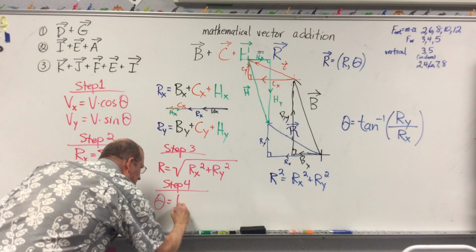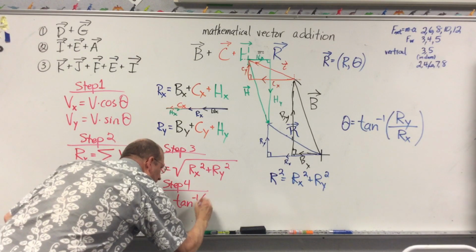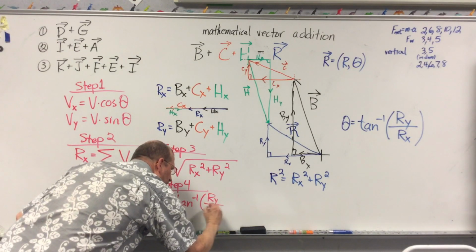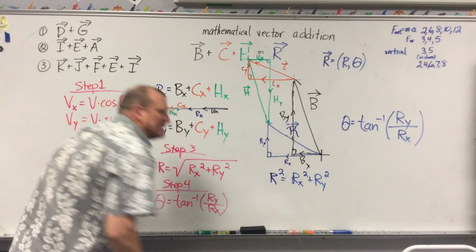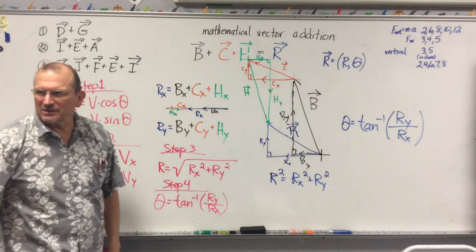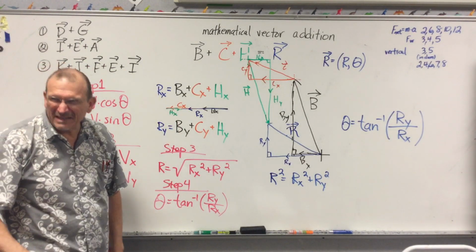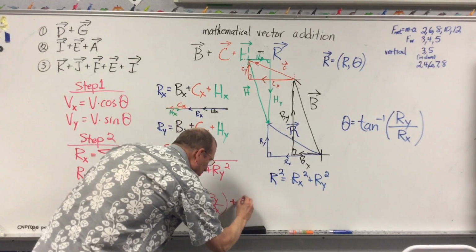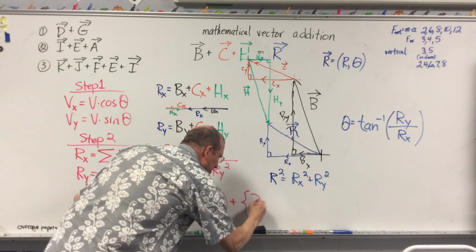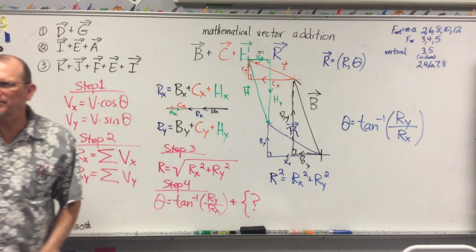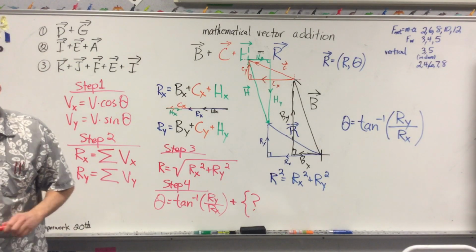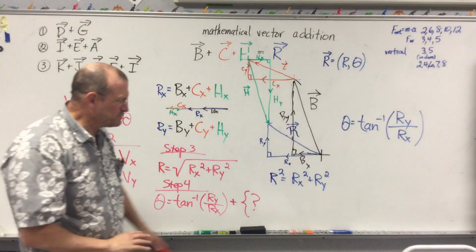Theta equals arctangent Ry over Rx. This is where we're going to have a quick little discussion because we're not completely done there. Plus, and this is what you're going to have to remind me to talk about on Monday, but I'm going to give you a little preview today. This is beautiful math.